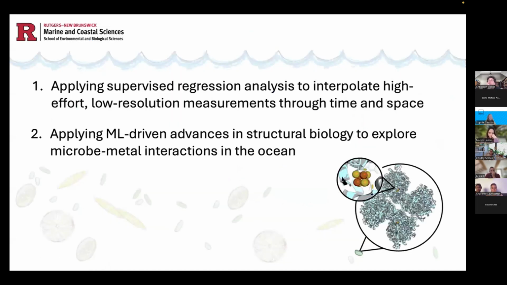Now, I'm going to move on to discuss how some of these machine learning approaches are driving new fundamental knowledge in the field of structural biology, and how I think we can start leveraging some of those advances in marine biogeochemistry.